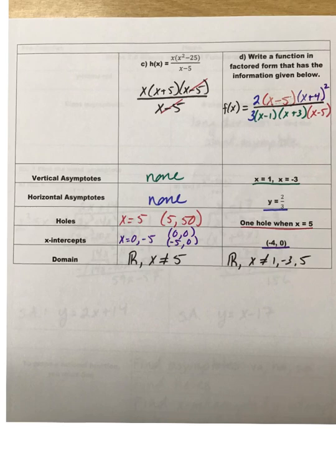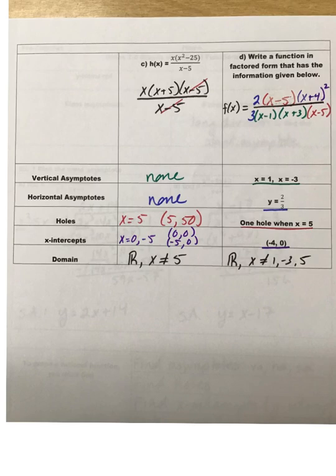There is a hole when x equals 5. So that reduces, which means I have an x minus 5 in the denominator, but I also have one in the numerator, because holes occur when you have a factor that reduces. X-intercept is negative 4. Remember, that comes from the numerator. So if the intercept is negative 4, we have an x plus 4 in the numerator.